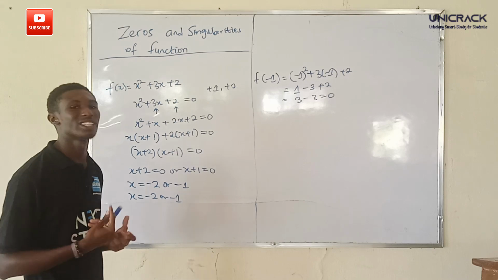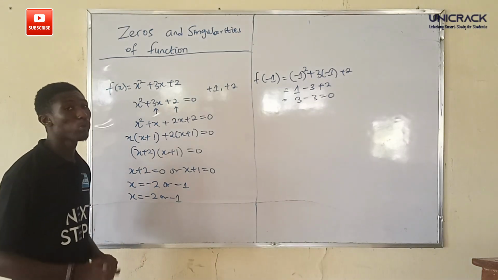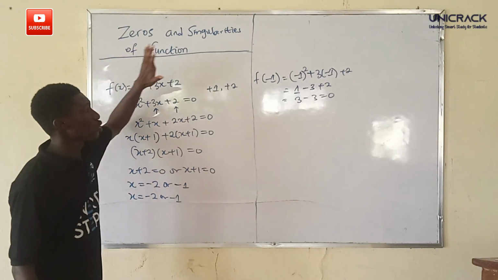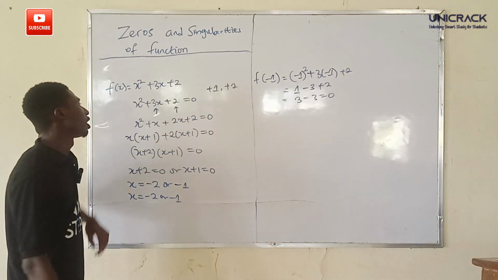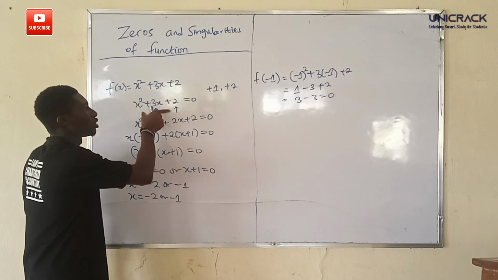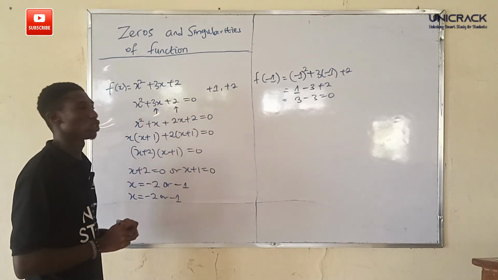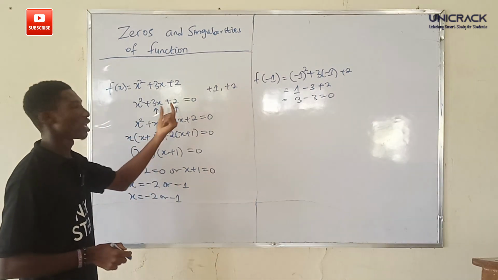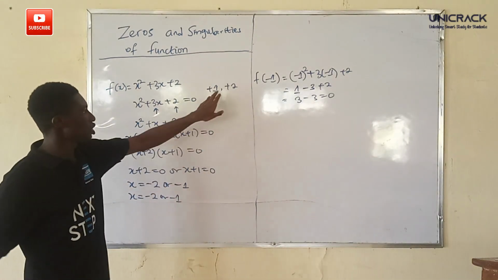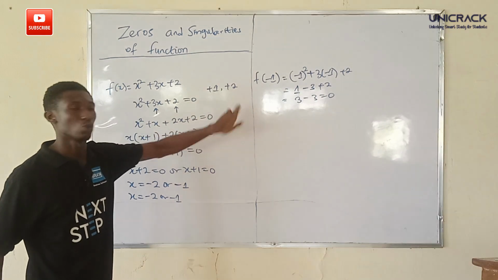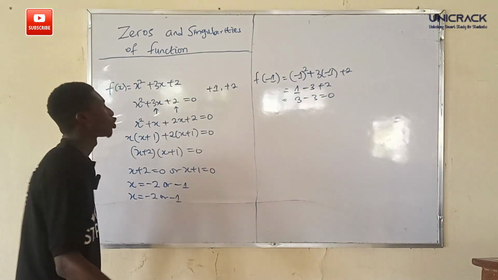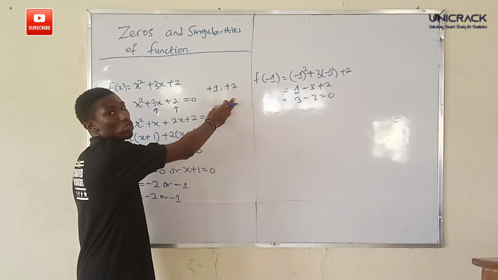Whenever you have a quadratic function and you are looking for both the zeros of the function and also the singularities of the function, when you have a quadratic function and you already know the roots, that means the sum of the roots and the product of the roots. In this case, you have a positive 1 and positive 2. The zero of the function will be the opposite of the signs of those roots.